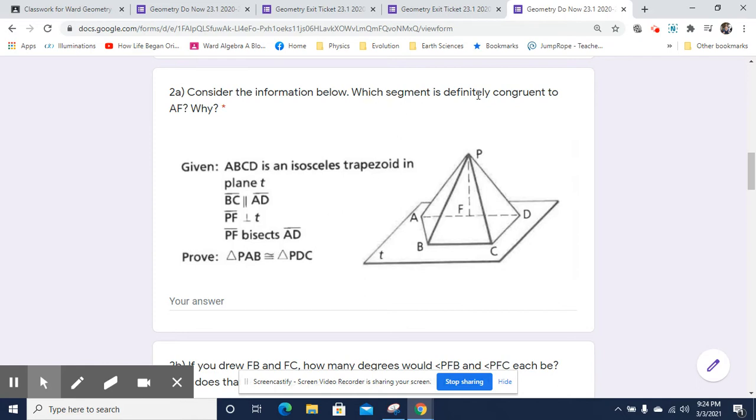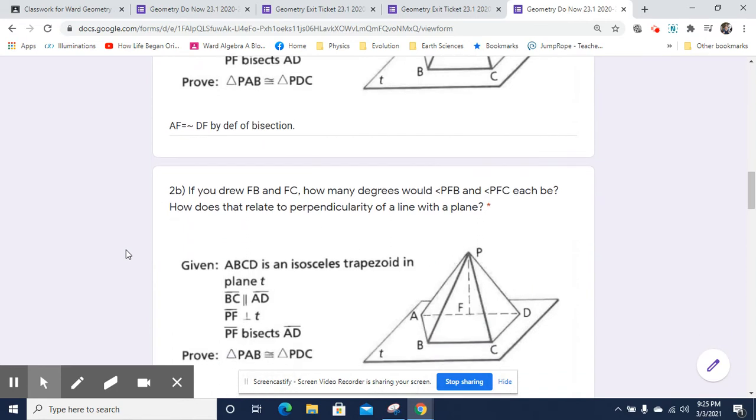So what would be a segment that is definitely congruent to AF, and why? Well, we've been told PF bisects AD, so AF would have to be congruent to DF by definition of a midpoint. Or should I say of bisection? Be more precise, because PF is bisecting AD, and that means it splits AD into two congruent parts with F at the midpoint. Okay, cool.